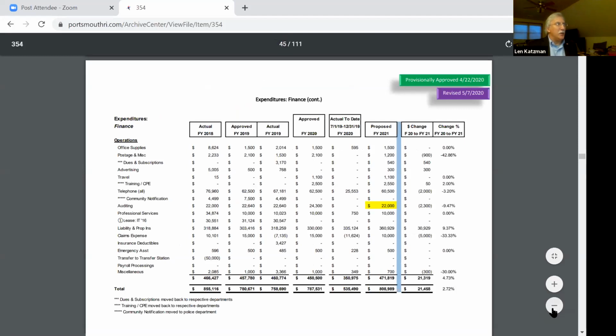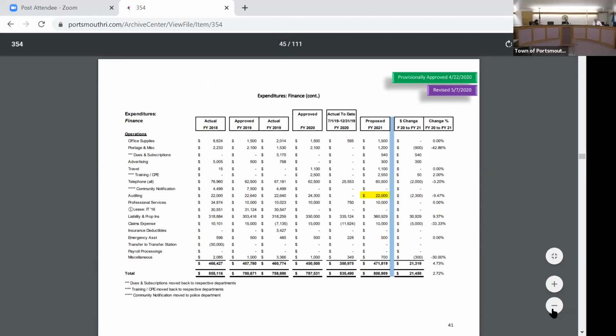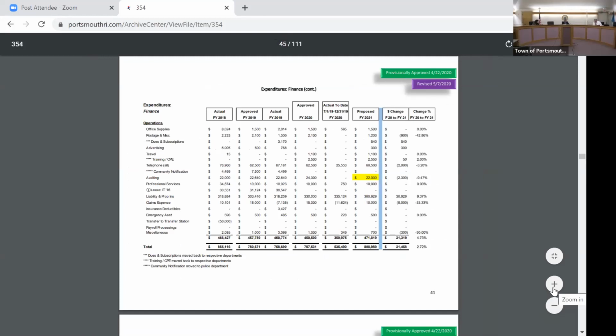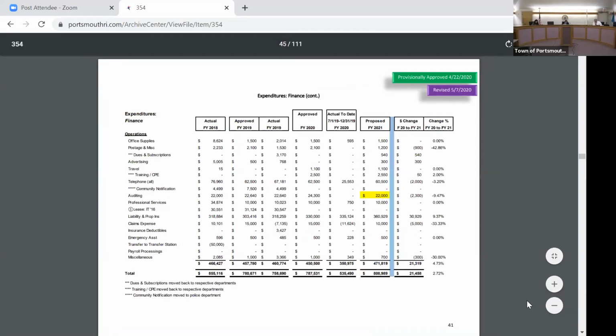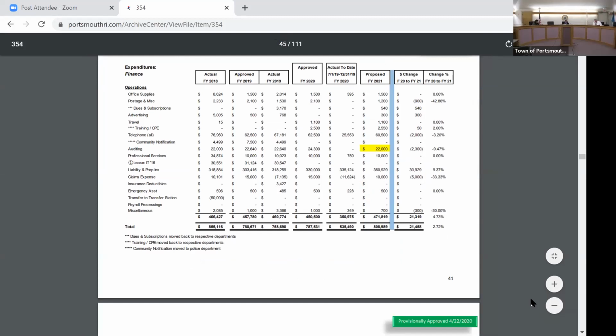Okay, so some changes were made in the expenditures of the budget so that we can balance it. Since our last meeting, and here on page 41, you see the operational expenditures for the finance department. Since our last meeting, the auditing firm bid packages have been opened and reviewed. The anticipated contract price for auditing services is lower than expected, and we have revised the auditing line from $26,075 to $22,000.